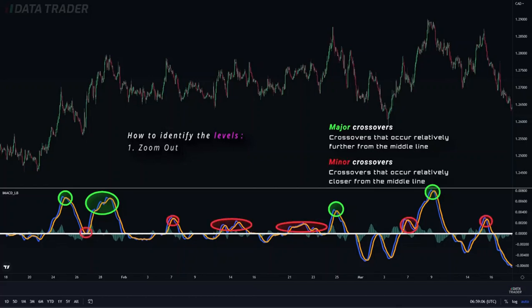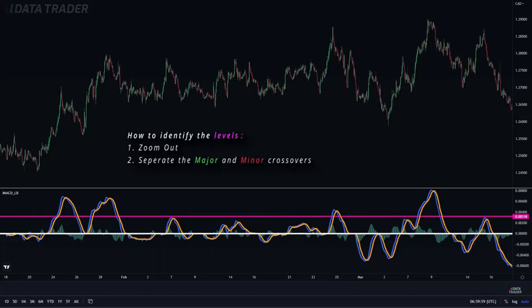Now, what you want to do is separate the major crossovers from the minor ones by drawing a horizontal line. The minor crossovers should be contained below the line, and the major crossovers should be contained above the line. Again, the reason for this is because we only want to take positions from these major crossovers and ignore the minor ones. And so this will be your overbought line.